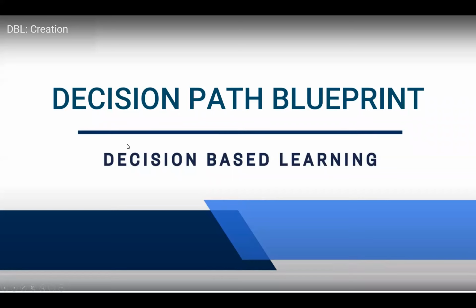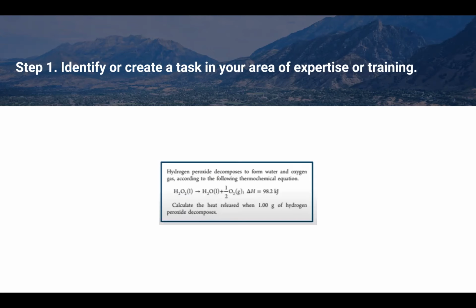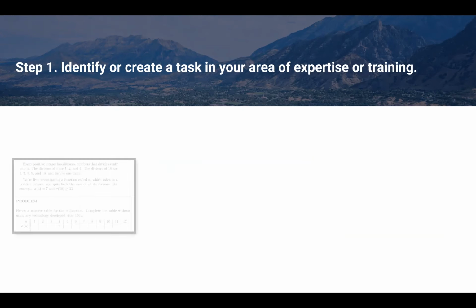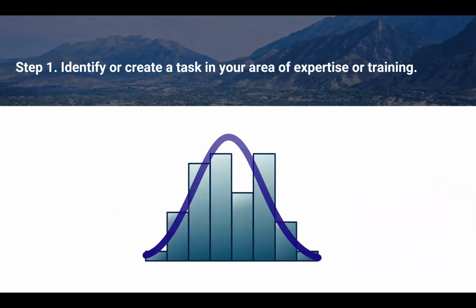Begin. This video will demonstrate how to create a blueprint for your first decision path. Step 1, identify or create a task in your area of expertise or training. A task can take the form of a problem to be solved, a painting to be critiqued, or a poem to be analyzed. It can be anything you want your students to break down and determine an appropriate course of action. We will use a basic statistics course as an example throughout this video.